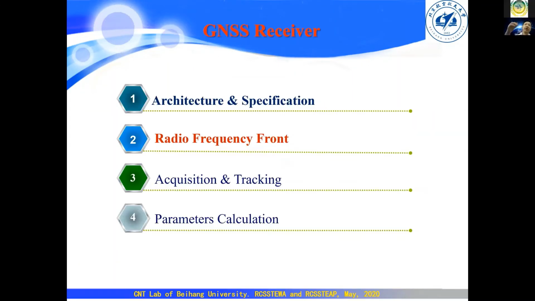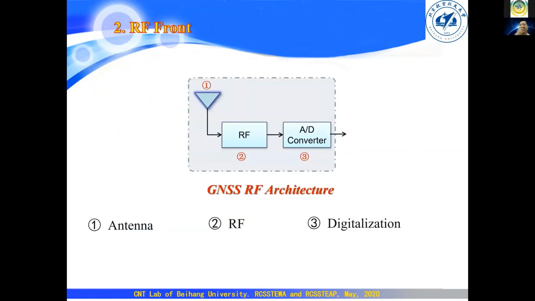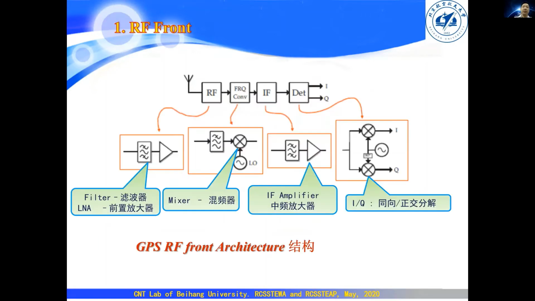Okay, so when we talk about making a receiver, we need to talk in detail about these parts. The first is the radio frequency part. The radio frequency mainly contains three parts in the receiver: the antenna, the RF front end, and the digitalization. Commonly a receiver is called a heterodyne receiver. Commonly it will have the following parts: a filter, a mixer, and an amplifier. These three things are very important.